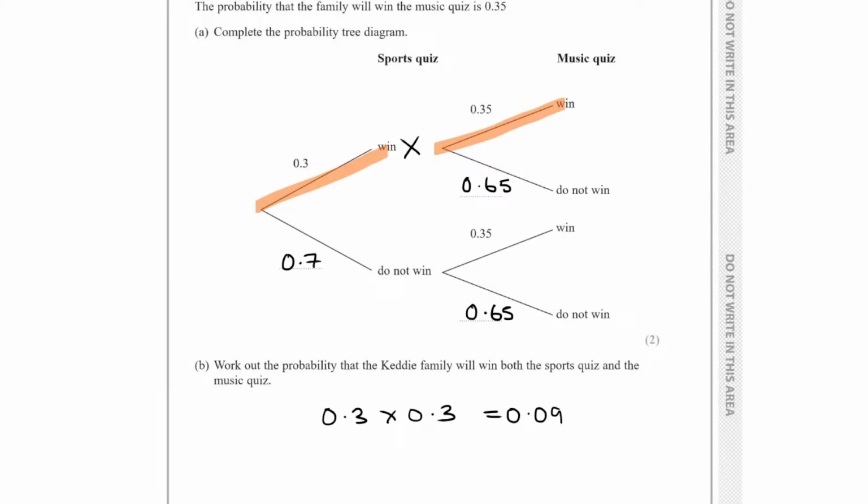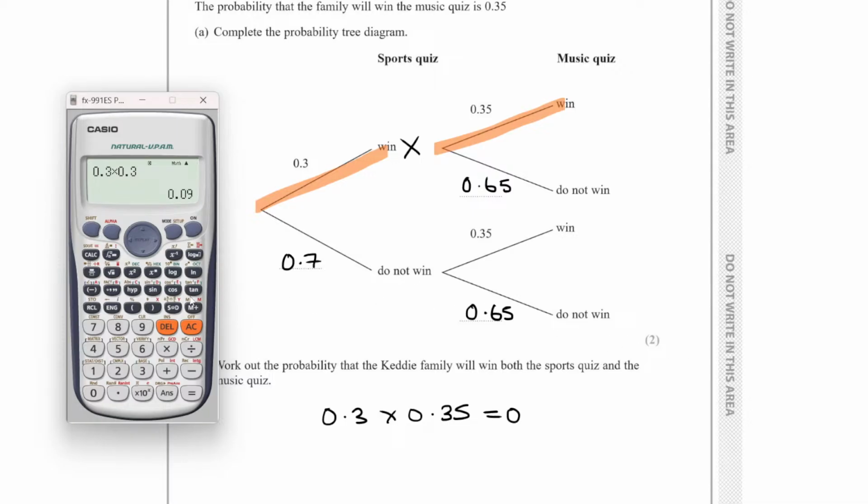Oh, hang on. Make sure you actually read it properly. 0.35 for the second one, isn't it? Yep, make sure you get it right. 0.3 times 0.35, there we go, because the second one is a different quiz, isn't it? There we go. 0.105 is what you should get.